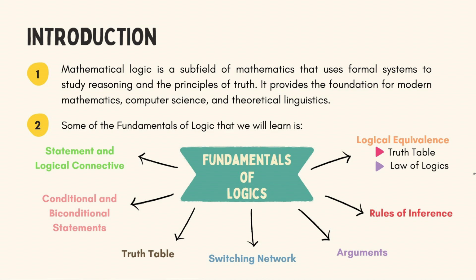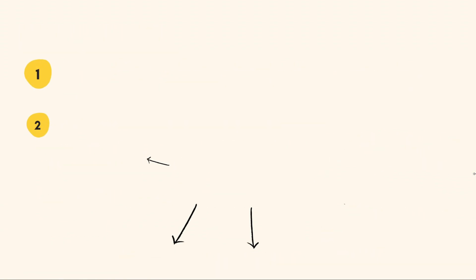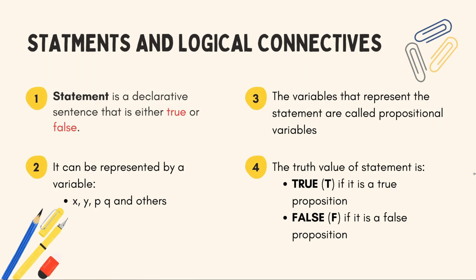1. Statement and logical connective. 2. Conditional and biconditional statements. 3. Truth table. 4. Switching network. 5. Arguments. 6. Rule of inference. And last but not least, 7. Logical equivalence. For the first topic that I'm going to explain is about statements and logical connective.